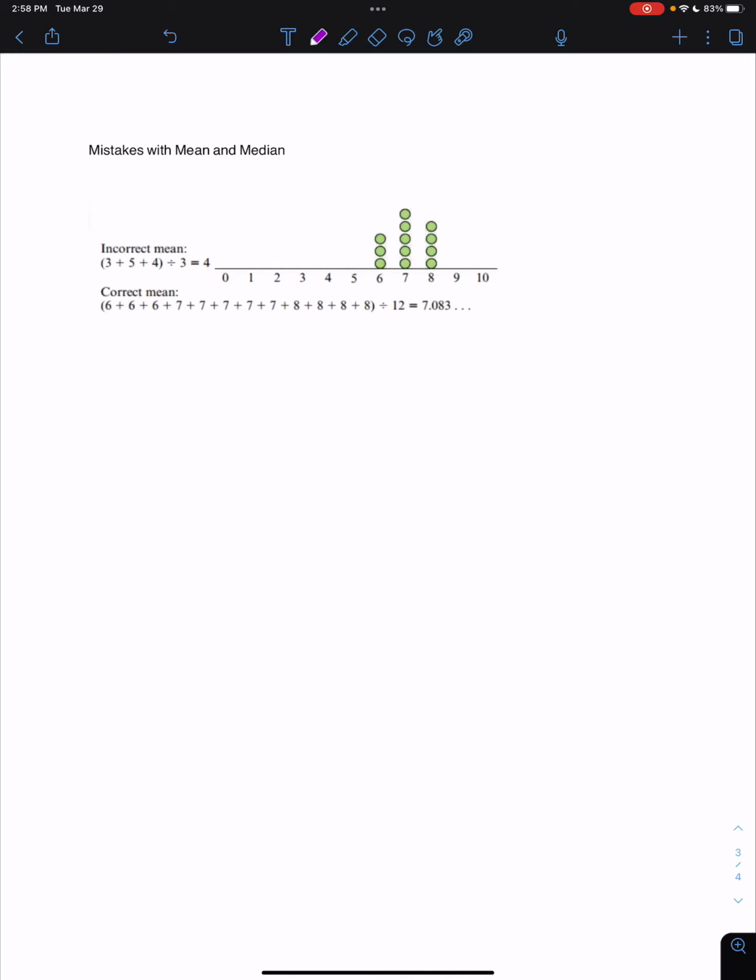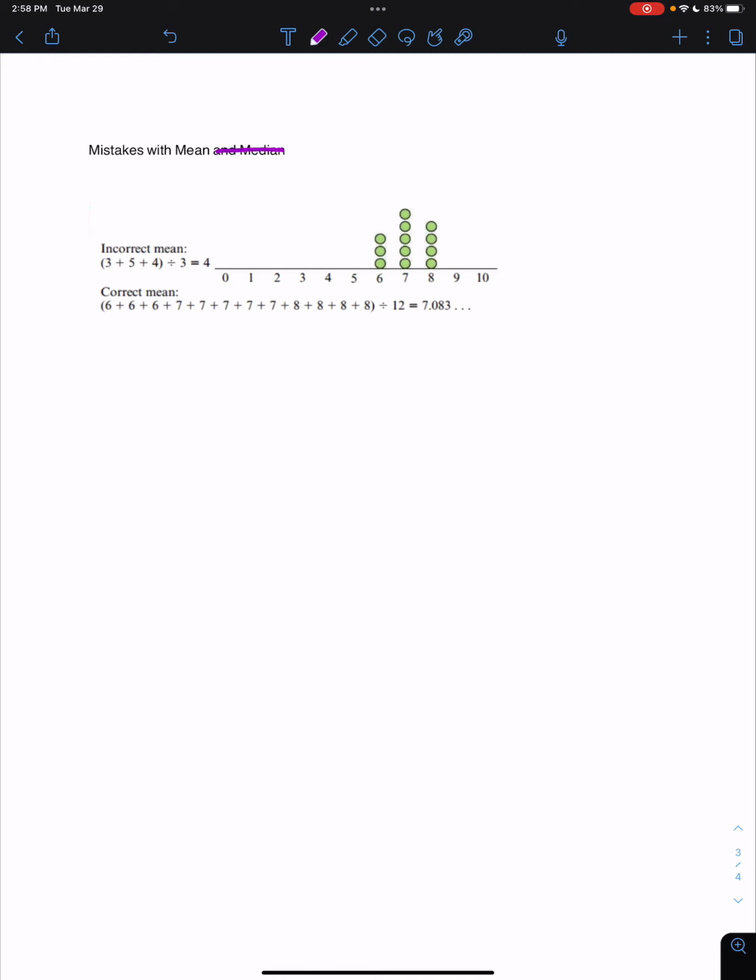All right, we're going to talk about mistakes that you can make. And here it says mistakes with mean and median. I'm just going to talk about mistakes with the mean for a minute. So here again is a little diagram that's shown in your textbook. And this is a mistake that some students make.